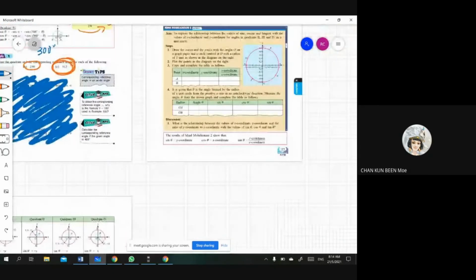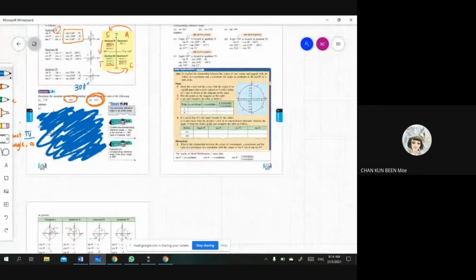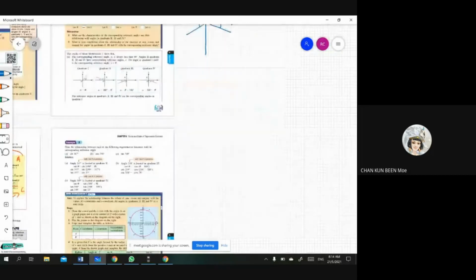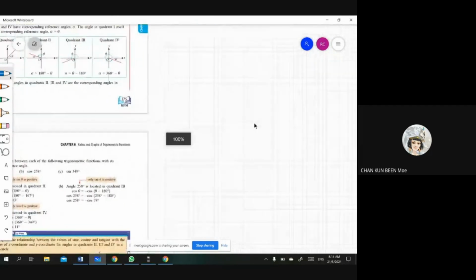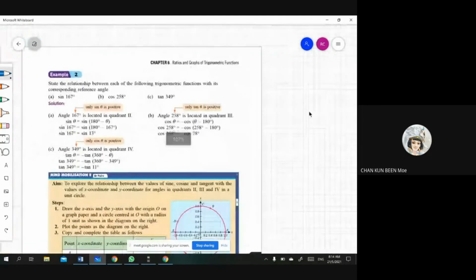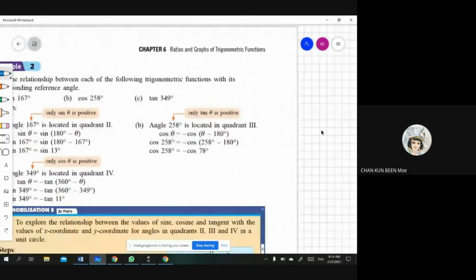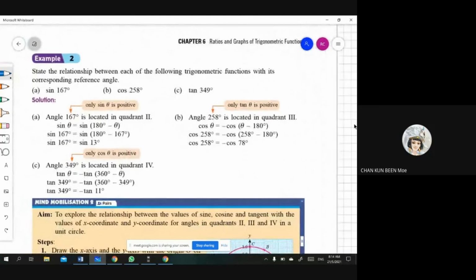Example 2, this is example 3. Okay, example 2 is up here. This one. Okay, you look at the question. Okay, this is the example. State the relationship between each of the following trigonometric functions with its corresponding reference angle. So now we need to state the relationship clearly. So for example, sine 167 degrees.